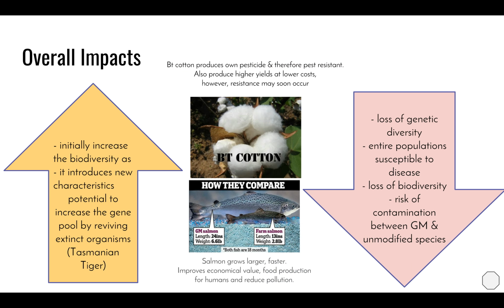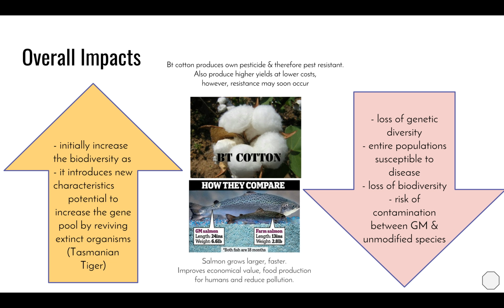So this slide here just shows us the overall impact. We've got our two examples in the middle there. We've got our plant at the top being Bt cotton, our animal at the bottom being our human growth hormone for the salmon. So Bt cotton produces its own pesticides and therefore is pest resistant. So a chemical is produced in the leaves that stop insects from being able to eat it. They also produce higher yields of cotton at lower costs. However, over time, resistance may occur as the insects that are eating the leaves may develop a resistance, and then the chemical that it produces is no longer effective.